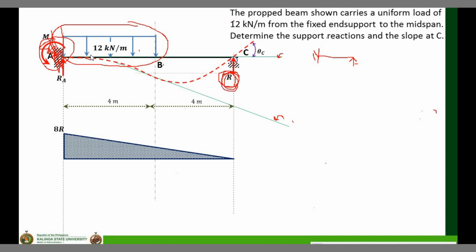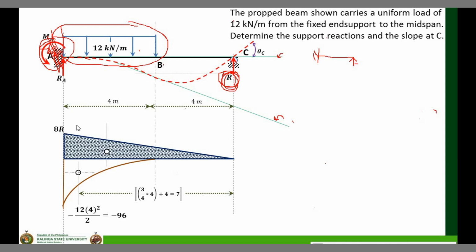I need to get the moment diagram of this 12 kN per meter. Again, from the diagram in your notes, the height of my spandrel is negative 12 times 4 squared over 2, which is equal to negative 96. Next, I need to determine the centroid of these shapes.